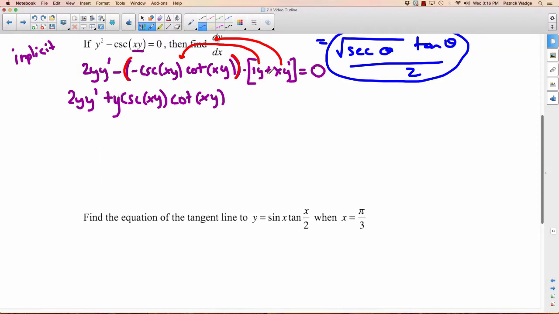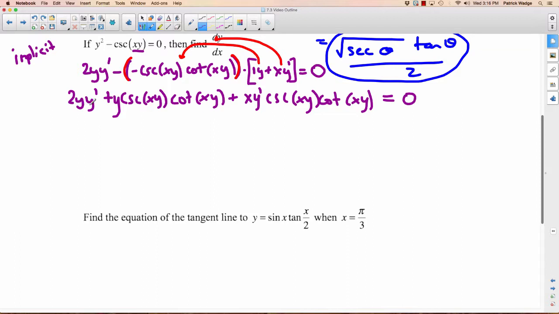Okay, now we're going to take that whole thing, that negative negative, which is a plus, and we're going to multiply it by this, the xy prime. So I'm going to rewrite that xy prime first, and then rewrite that whole thing again, that cosecant xy cotan xy, and all of that equals 0.